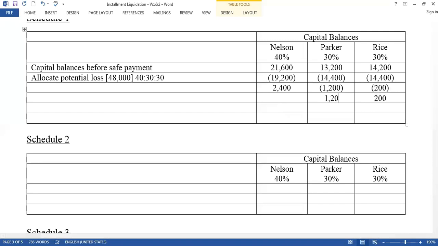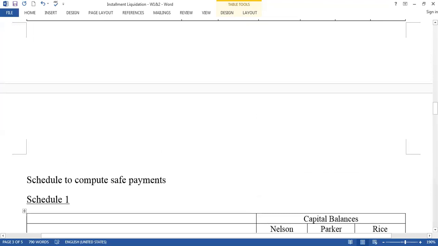Parker 1, and it is totally 1400. So this loss is going to be absorbed by Nelson, and they become zero. Look at it, they become zero. They are not going to receive any money, and Nelson's balance is now how much? $1,000, right? Now the remaining cash is $1,000, and after absorbing the loss, Nelson's capital is also $1,000. So Nelson is going to receive this money. Clear?